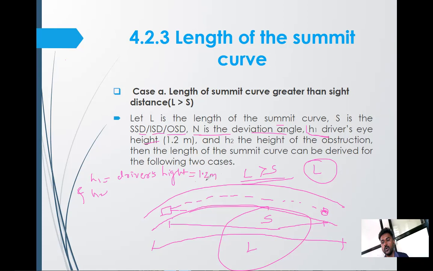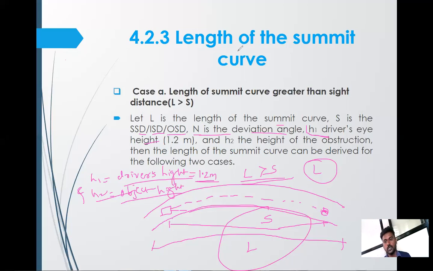We are taking it as 1.2 meter. This is very important. While discussing SSD and OSD, we have seen the height of the driver is taken as 1.2 meter. The height of the object, H2, depends on whether we are dealing with SSD or OSD. For SSD we take 0.15 and for OSD we take 1.2 meter.